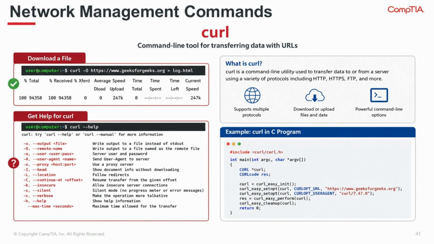The curl command is a powerful utility for transferring data to or from a server. It supports numerous protocols, including HTTP, HTTPS, and FTP, making it a standard choice for downloading files or testing API endpoints directly from your command line.